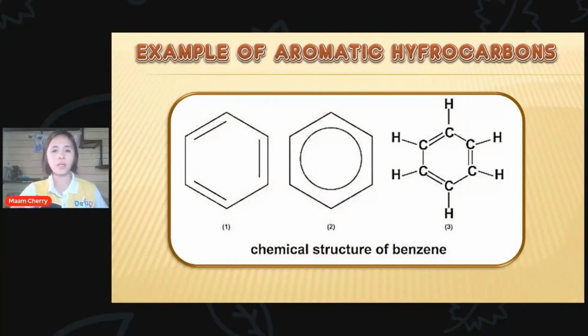I repeat po, there are 4 types of hydrocarbons. Alkanes, single bond. Alkenes, double bond. Alkynes, triple bond, and aromatic hydrocarbons, one of the examples is benzene. Yun po yung mga uses and examples of hydrocarbons or organic compounds na na-encounter natin every day.